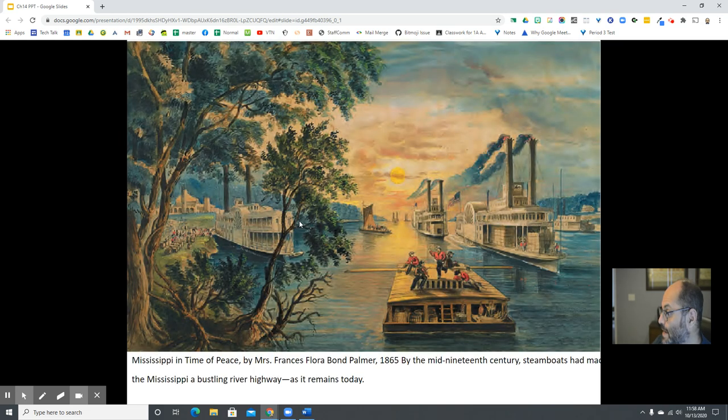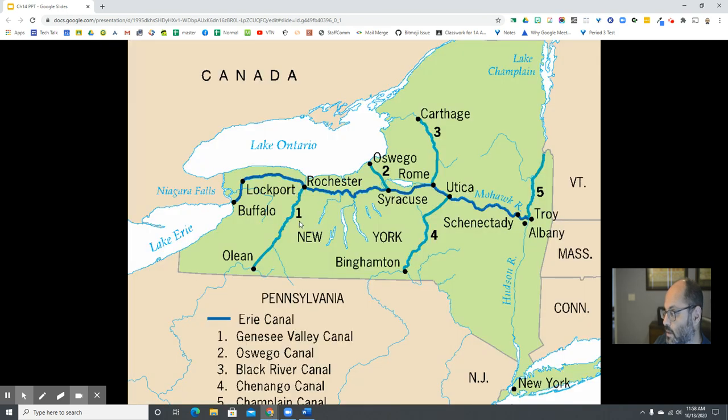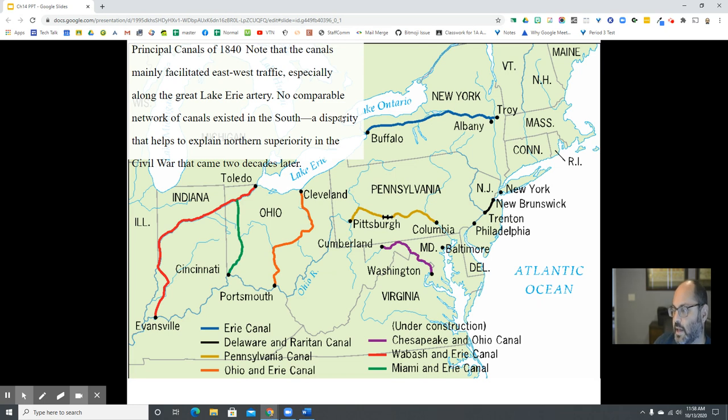The development of the canals as well is happening in this period, and the steamships. By mid-19th century, steamboats had actually been able to traverse the canal system that was set up on the Mississippi River. That's one of the main through lines of the United States going north and south. But here's another example of more of an east-west connection up here in the Erie Canal. And then this is all the canals by 1840.